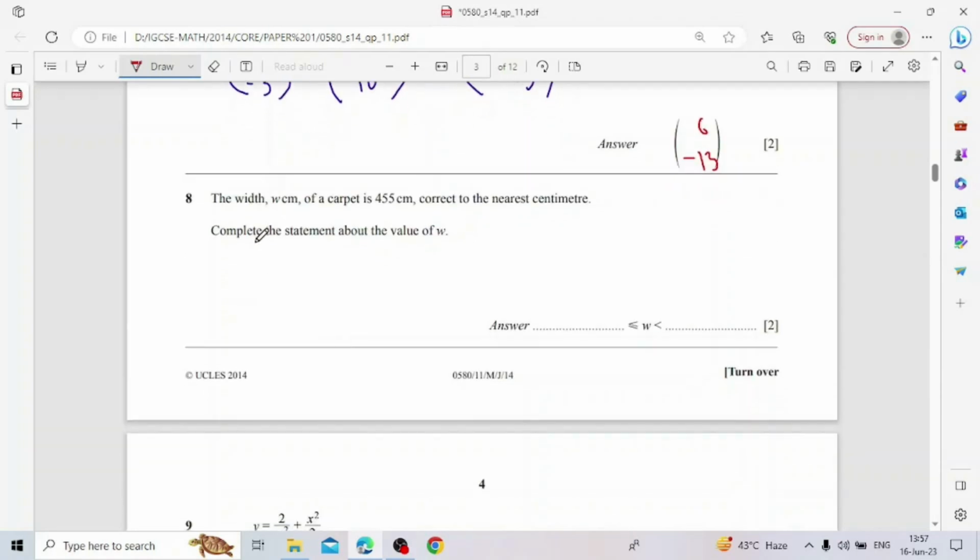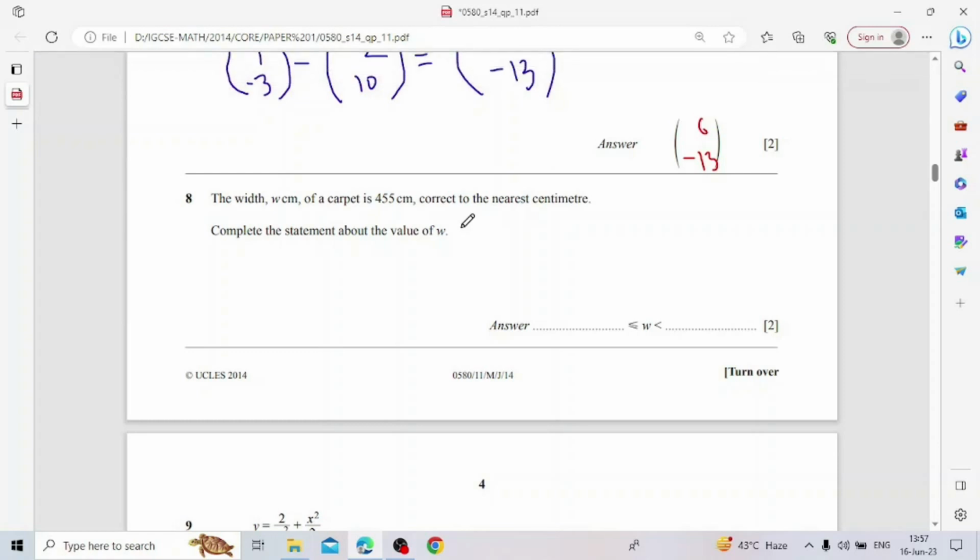The width W centimeters of a carpet is 455 centimeters. Fine. So W centimeters is the width of the carpet, and that is 455 in real measurement. Correct to the nearest centimeter. So this is given in centimeters. Complete the statement above for the value of W.